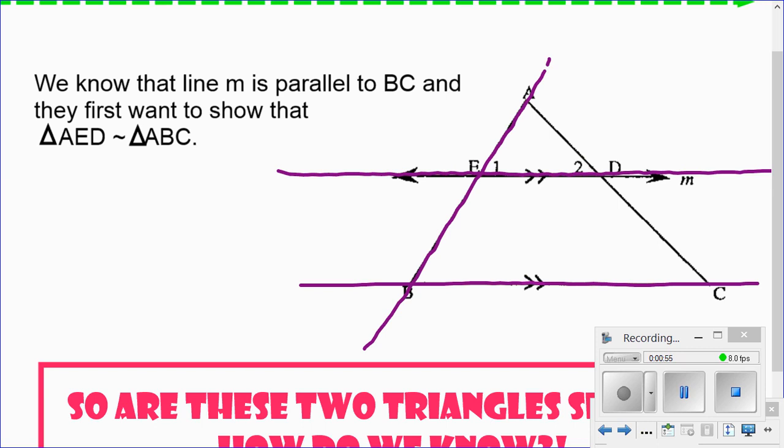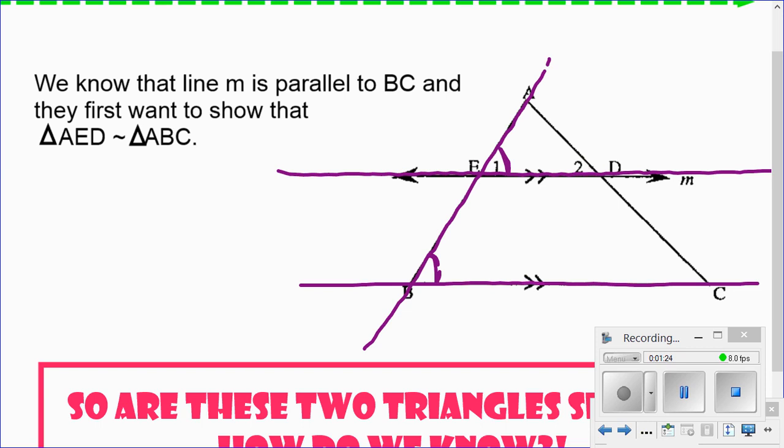Now remember, we're trying to prove these triangles are similar, so I'm going to need some angles congruent. So let's see if we can figure out what some angles are that are congruent. We just said corresponding angles because the lines are parallel. So I see that angle number 1, the one that's marked with a 1, is in the same spot, or a corresponding angle with this one here. So I'm going to mark that those two angles are congruent.